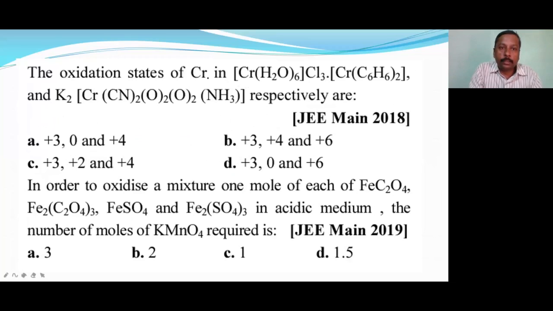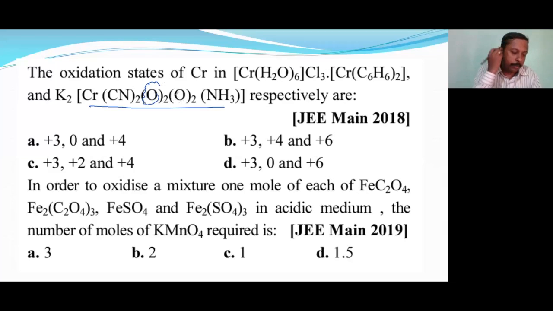Now the next question is updated here. Oxidation number of chromium in CrH2O6Cl3 dot CrC6H6 twice. All three oxidation numbers you have to find out and arrange them in order. The main problem you will face is here. People are facing the problem: what is O twice and what is O2 twice.